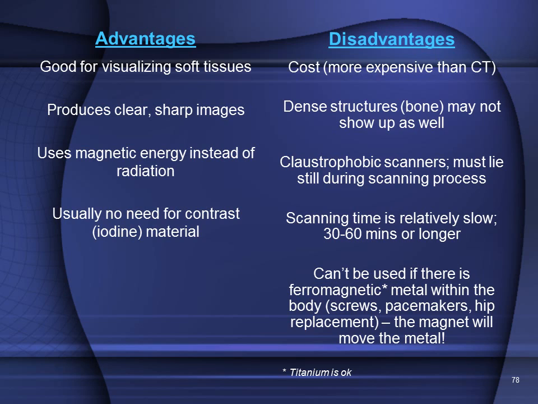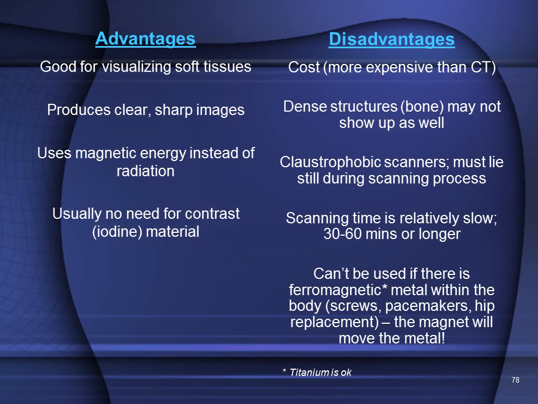A CT scan on average may range from $3,000 to $5,000 for the area of the body being scanned, and an MRI could be double that. Dense structures such as bone may not show up well on MRI in comparison to CT.